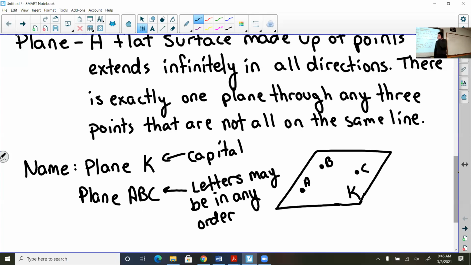Meaning I can have plane ACB, plane BAC, plane CBA, plane CAB, etc. So as long as you have the 3 points that make up that plane in any order, that could also be the name for it. Now, unfortunately, there isn't a cool little symbol like a line, where you could say AB and then draw a symbol on top. With a plane, you have to write the word plane and then what letters make it up.